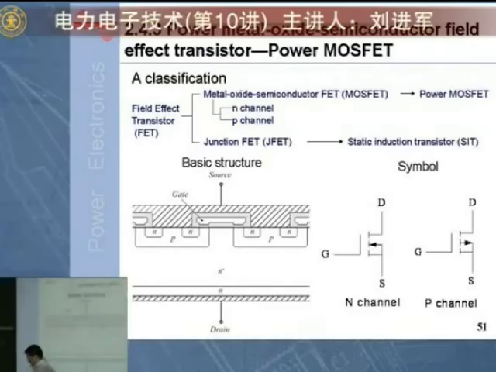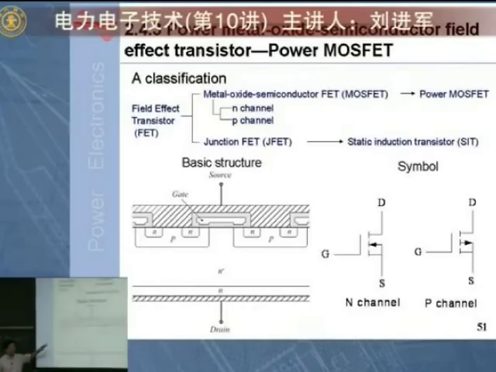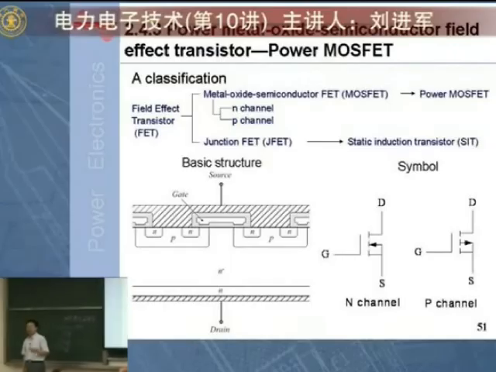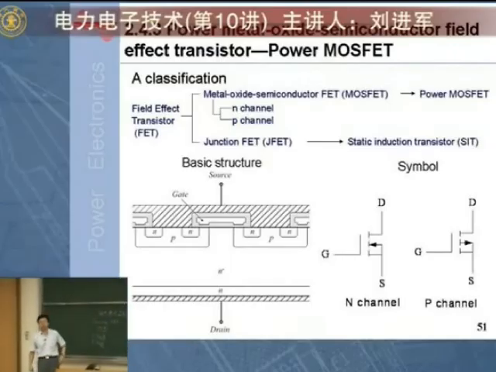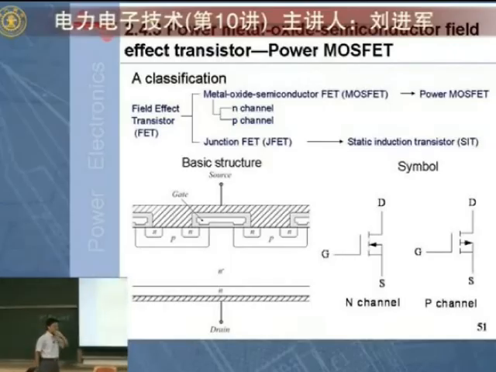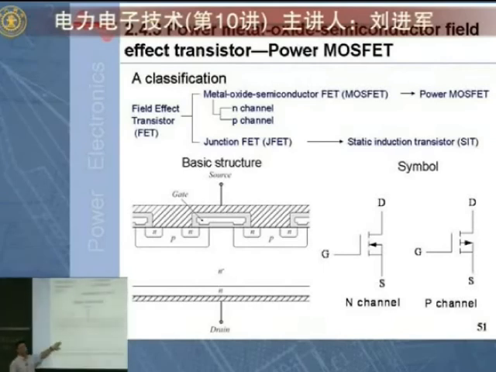Then again, you can imagine most part is similar to ordinary MOSFET in information electronics, but there must be some differences. Ordinary MOSFET in information electronics cannot handle high voltage and large current. In order to handle high voltage and large current, there must be some differences in the structure. And you can notice that this N- region is one of the major differences.